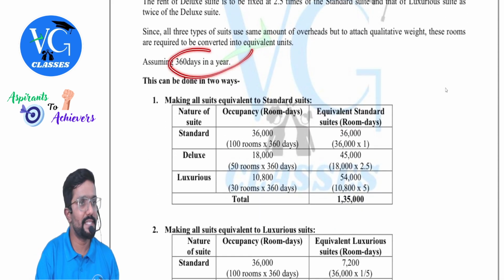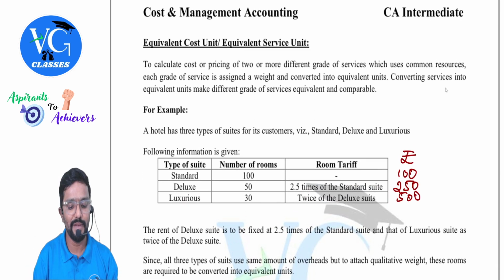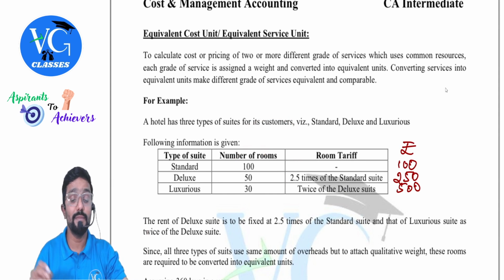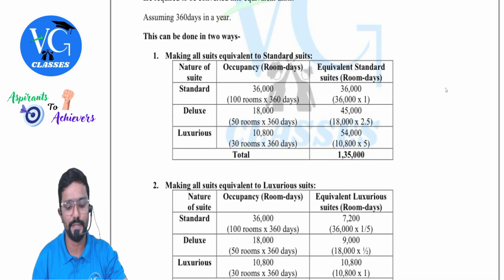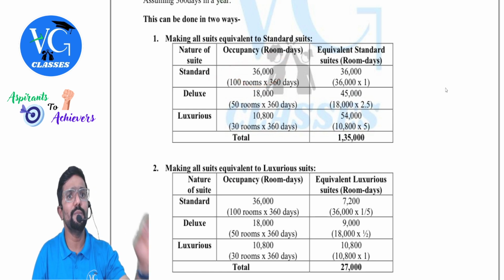So assume 360 days in a year. That means when room occupancy is not given, we will assume all the rooms are occupied throughout the year. Or sometimes they will tell you 80% occupancy. In that case, you have to take 100 into 80%, or each room category into its respective occupancy. 360 days into 100 rooms, how many room days? 36,000. Room days, we call it.